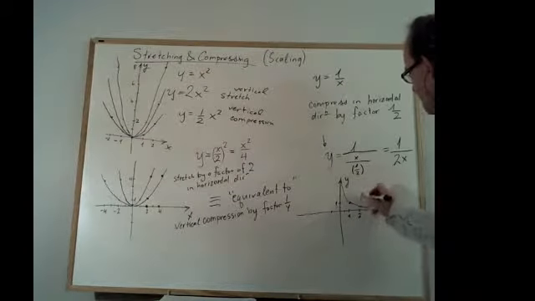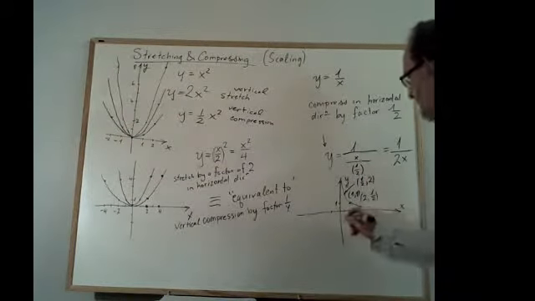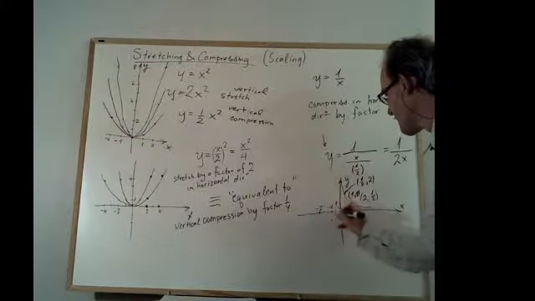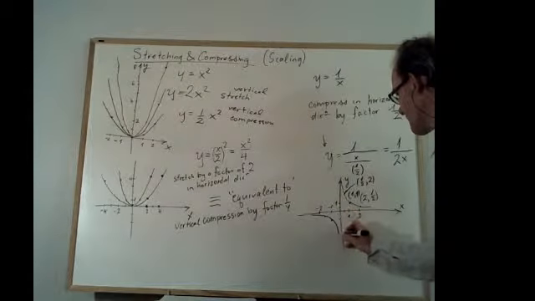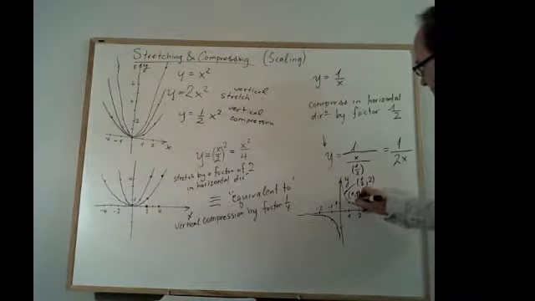So this is 2, 1/2, 1, 1, and this is 1/2, 2. And then you get the negative part of it as well. As it never reaches the x or the y axes, we would say that the x and y axes are asymptotes of this function.